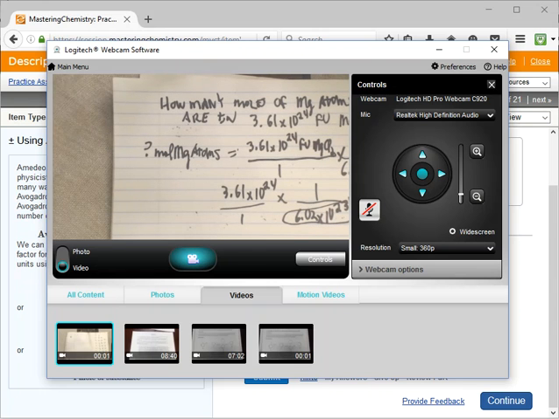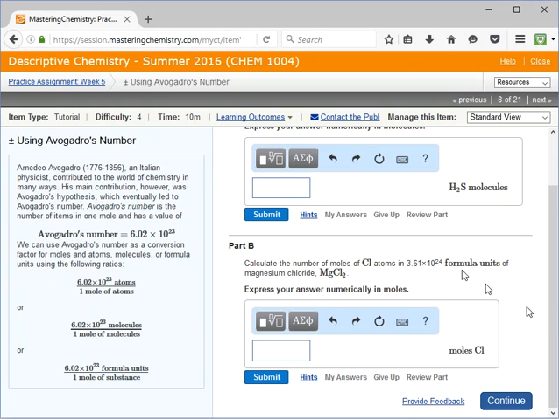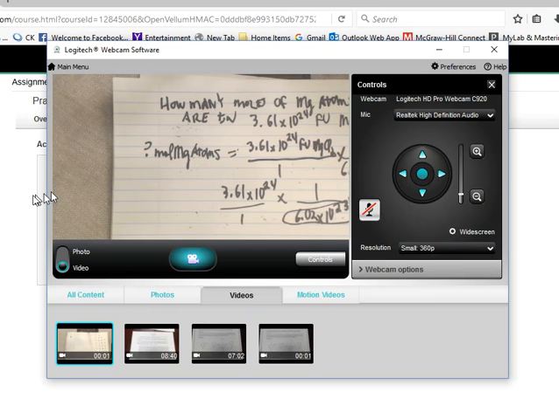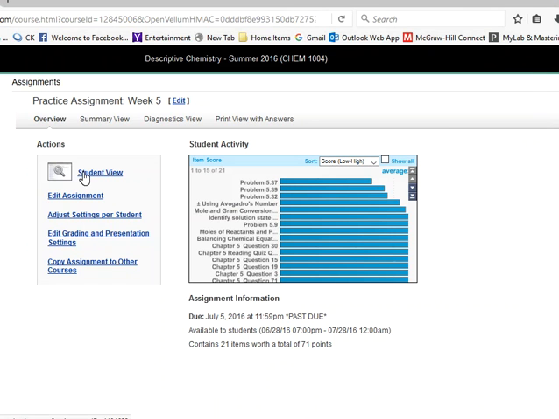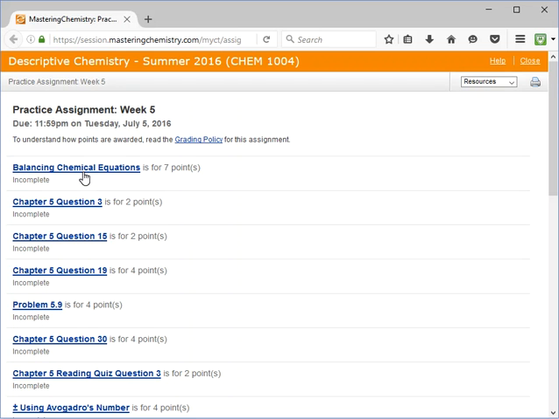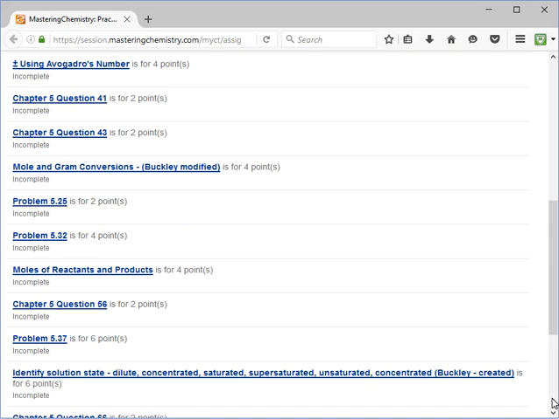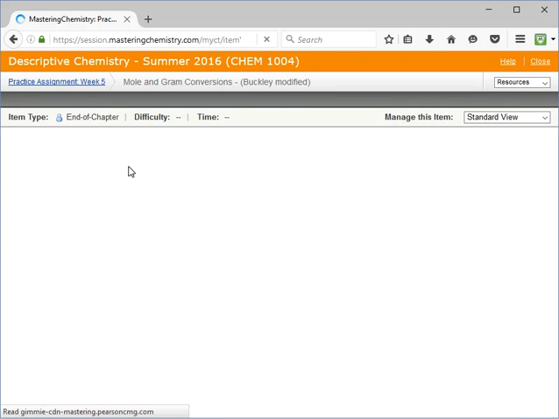And then I don't really know that I need this other one. It's mole and gram conversion, but let's take a look just to make sure. I'm going to close this up and go here to student view. Mole and gram conversions. Modify that one for some. I think it shortened it down a little bit. I do edit some of these just because.